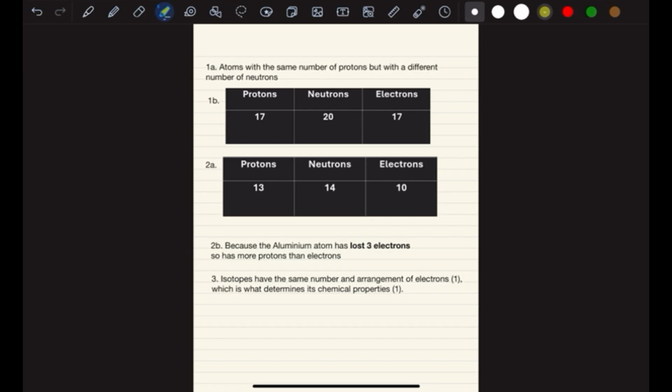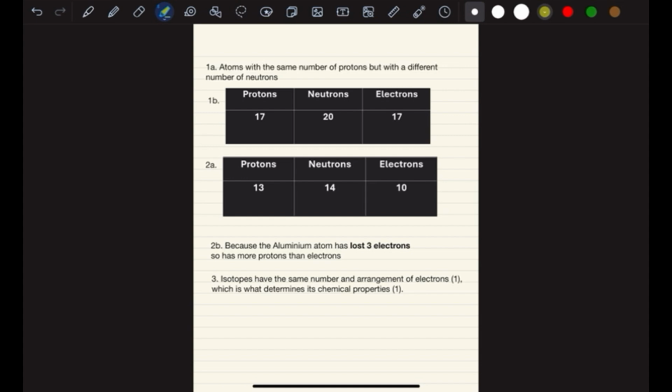Cool. And then finally, we said, why do isotopes have the same chemical properties? And literally, it's all to do with electrons. Isotopes have the same number of electrons, so the same arrangement of electrons, the same electron shells, stuff like that. And the arrangement of those electrons is what's really determining the chemical properties of an atom.